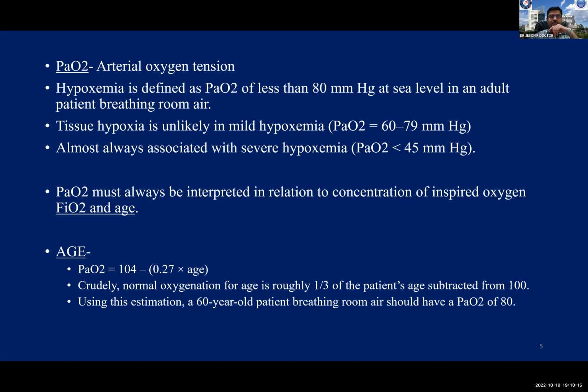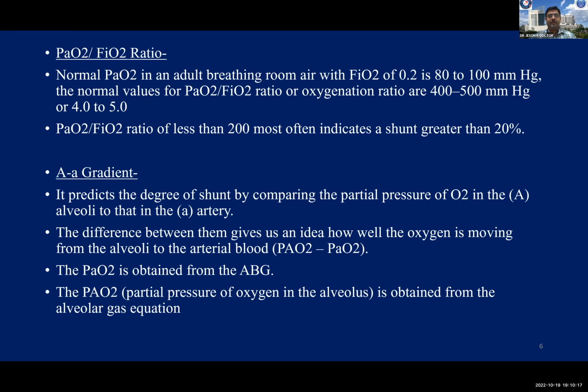So age is the first factor. The second is the FiO2 that the patient is breathing. The normal PaO2 in an adult breathing room air, that is 21% oxygen, 0.2 FiO2, is 80 to 100 millimeters of mercury, which is roughly 400 times. So the normal PaO2 by FiO2 ratio is 400 to 500 millimeters of mercury, or 4 to 5.